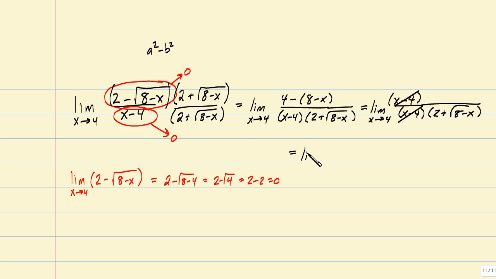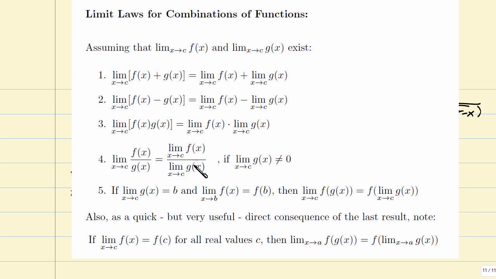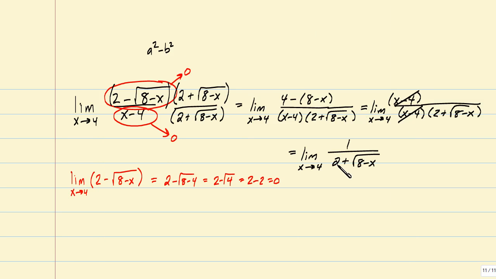So this should be then the limit as x approaches 4 of 1 over 2 plus the square root of 8 minus x. Again, we're back to a limit of a quotient. Maybe now we can use this rule. It depends. What's happening to the denominator? Is it going to 0? What's happening to this? And just like this one, we discover that we can find the limiting value as x approaches 4 of 2 plus the square root of 8 minus x simply by plugging it in. And again, I promise to explain why this is true in just a second.